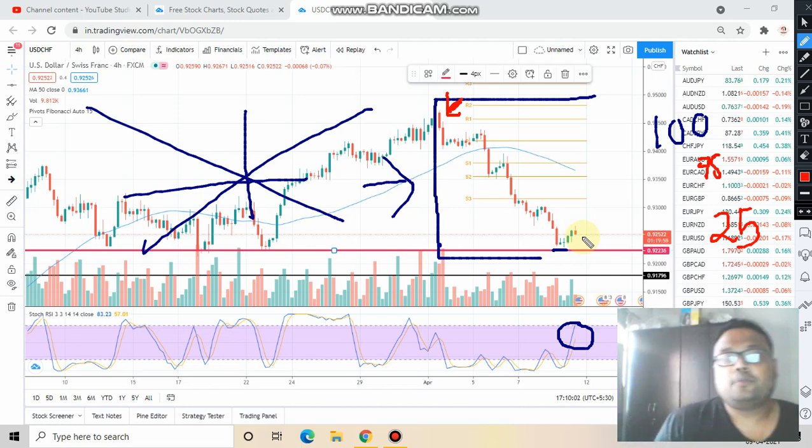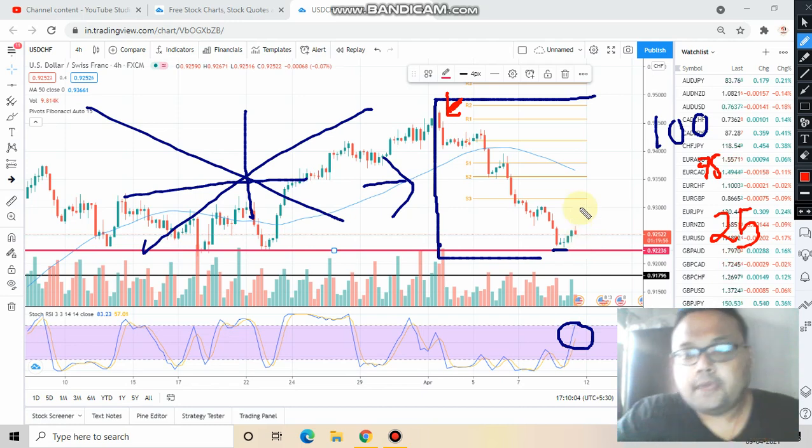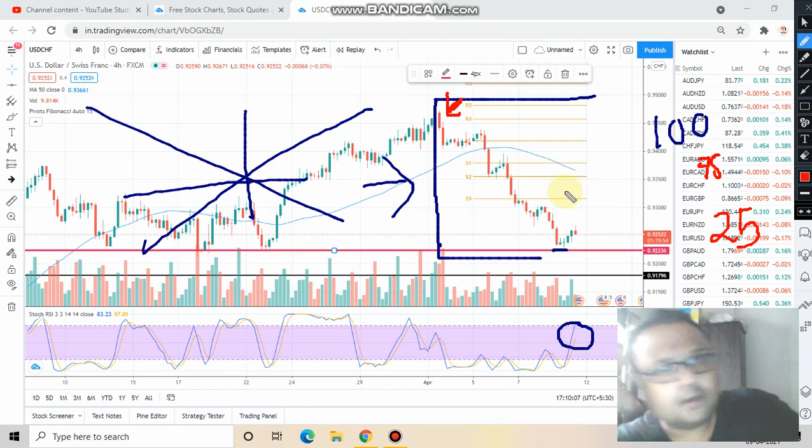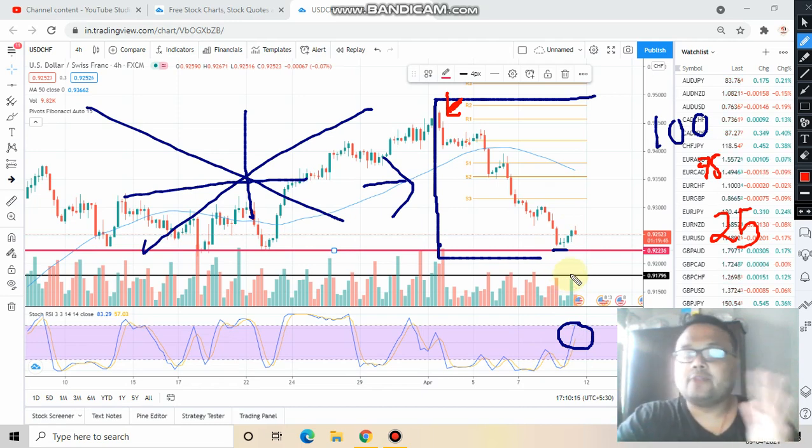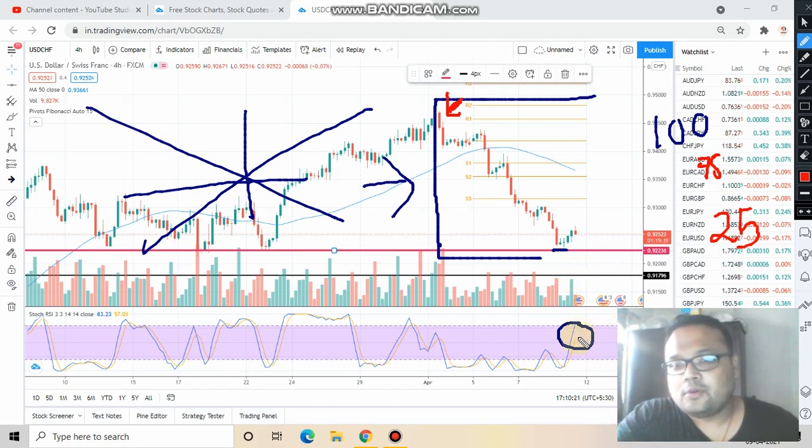Therefore, to be on the safer side, if you are already in a buying position, be on it. Okay, and if you are looking for fresh position, wait for the market to get volatile. Okay, wait for the market to make some good moves or wait for the market to come down to the stochastic RSI, to the oversold zone again.